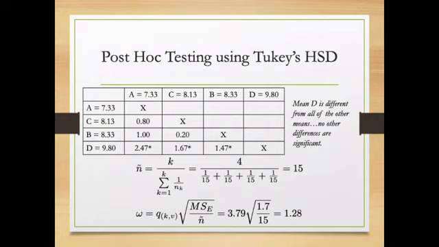Finally, we can use Tukey's HSD to identify where the mean differences lie. It proceeds in exactly the same fashion as our follow-up to the independent groups ANOVA. Through this process, we identify that the critical difference is 1.28, and that the mean of group D is significantly different from all of the other means, with no other differences demonstrating statistical significance.